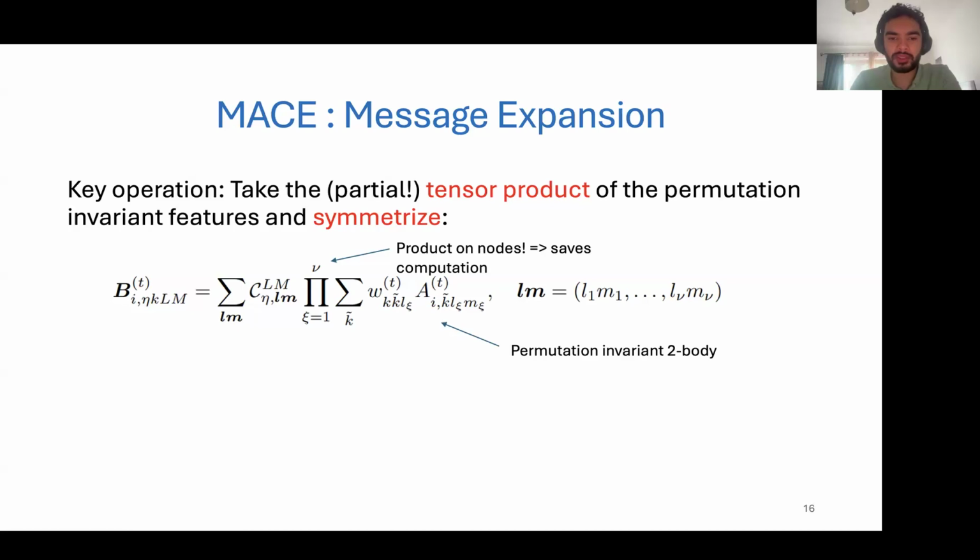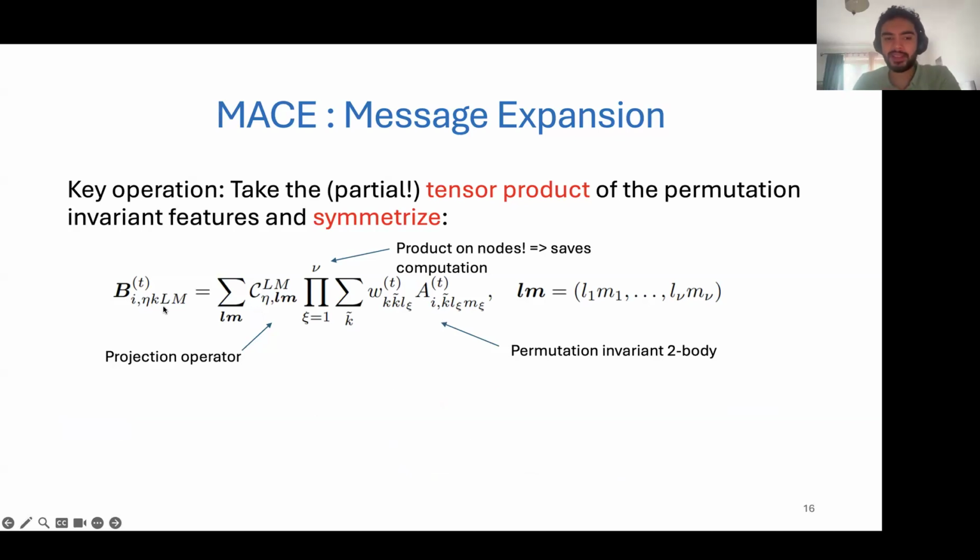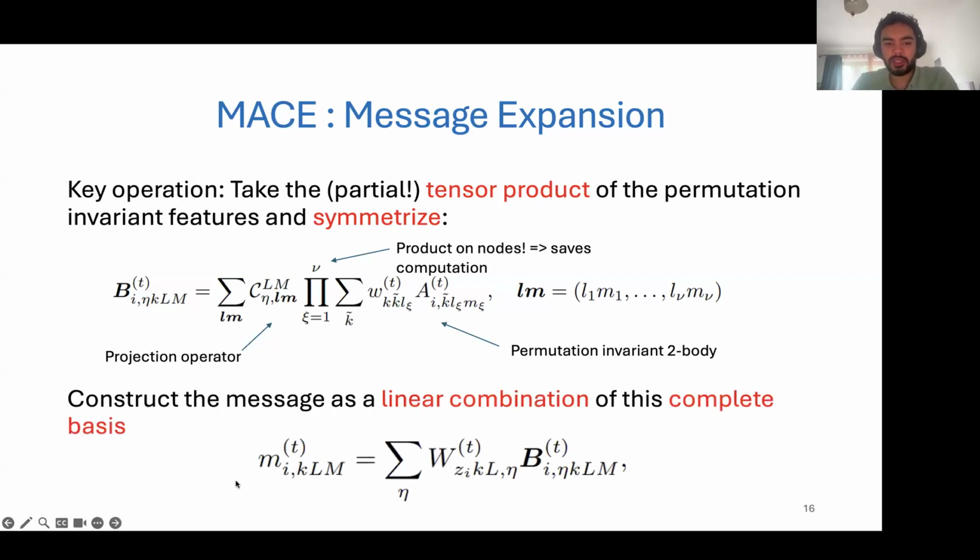And then the second problem was the invariance to rotations. And this is done using these projection operators, which are the generalized Clebsch-Gordan coefficients, which map these tensor product features to the subspace of equivariant features. And then you end up with these B bases, which are a complete basis of many-body equivariant features, and you can just approximate your message by a linear combination of them, and then you get a message that is arbitrarily high order. So this is the central idea behind MACE.